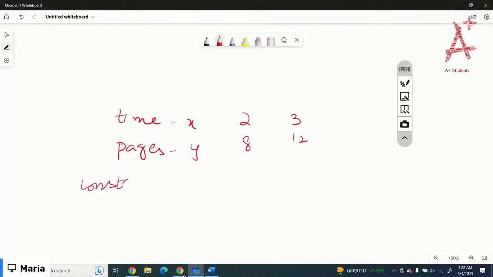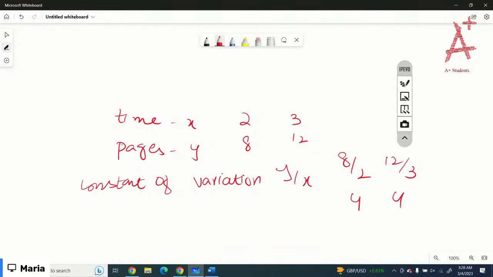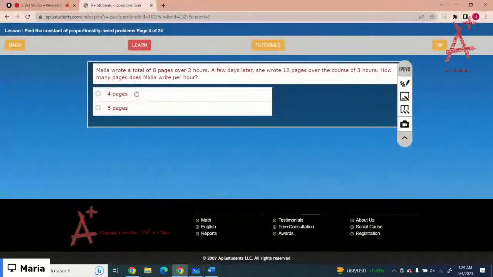So it would be the constant of variation. It would be Y over X. 8 over 2 and 12 over 3. 2 times 4 is 8 and 3 times 4 is 12. That means per hour 4 pages. The correct option is how many pages does Maria write per hour? That would be 4 pages. Got it?